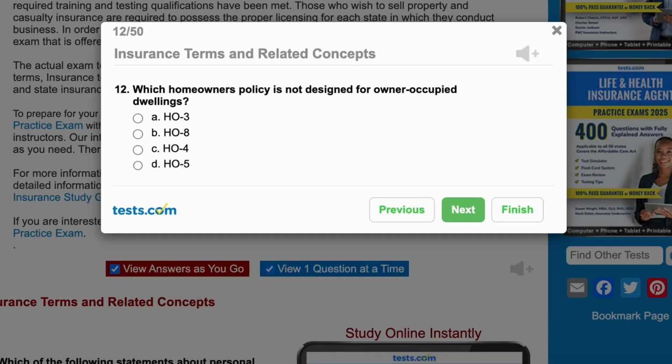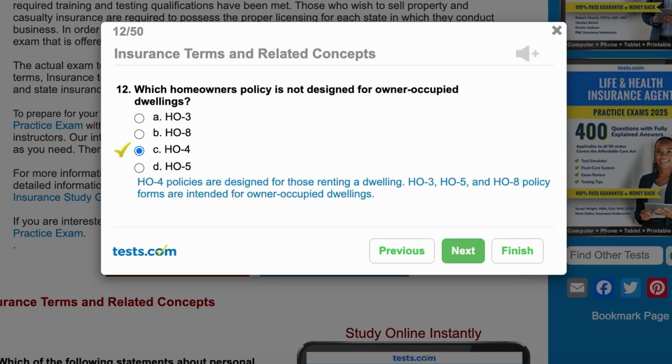Question 12. Which homeowner's policy is not designed for owner-occupied dwellings? A. HO3, B. HO8, C. HO4, D. HO5. C. HO4. HO4 policies are designed for those renting a dwelling. HO3, HO5, and HO8 policy forms are intended for owner-occupied dwellings.